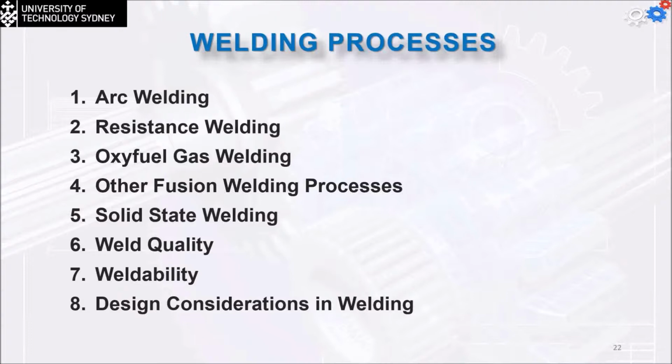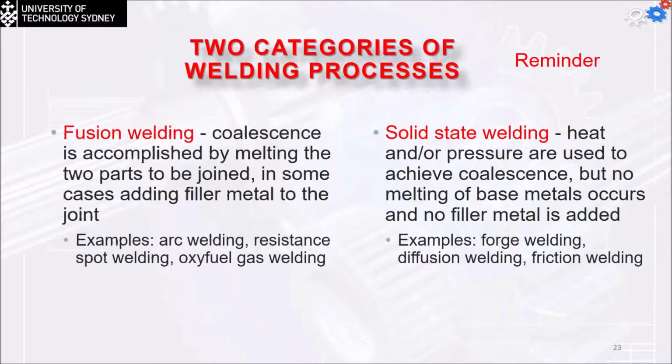So just a reminder that fusion welding involves the melting of the base metal and the filler. And the second type is solid state welding. Heat and/or pressure are used to achieve the welding, but no melting of the base metal occurs, and usually no fillers are added.